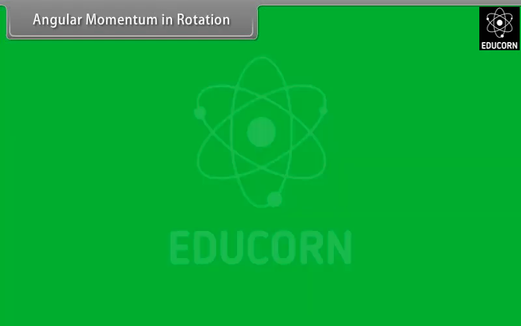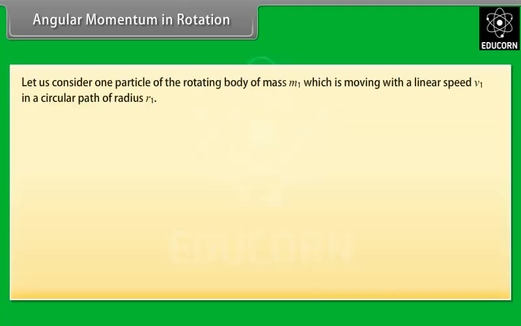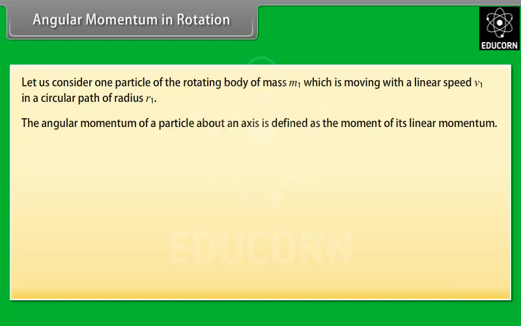Angular momentum in rotation. Let us consider one particle of the rotating body of mass m1, which is moving with a linear speed v1 in a circular path of radius r1. The angular momentum of a particle about an axis is defined as the moment of its linear momentum. Hence, angular momentum of particle p1 is given by L1 is equal to m1 r1 square omega.